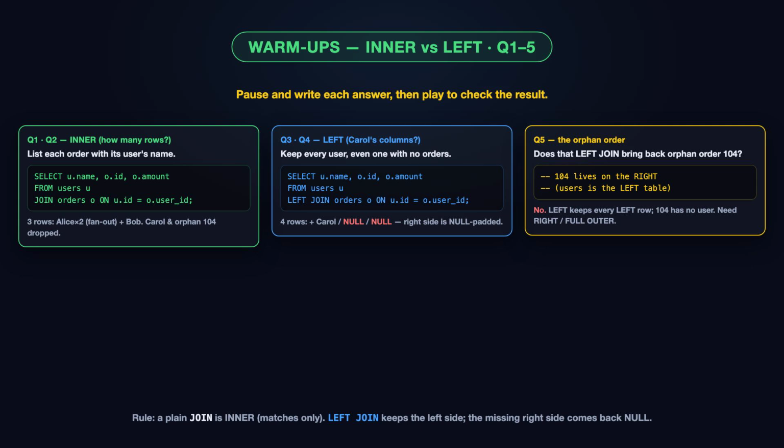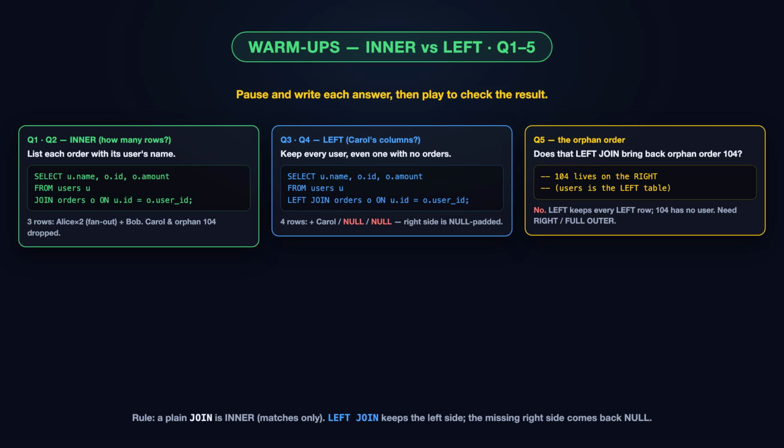Question 4, in that result, what are order ID and amount for Carol? Pause. Both are null. Carol has no matching order, so the right-hand columns come back null padded. That's the signature of a left join: the left row survives, the missing side is null.